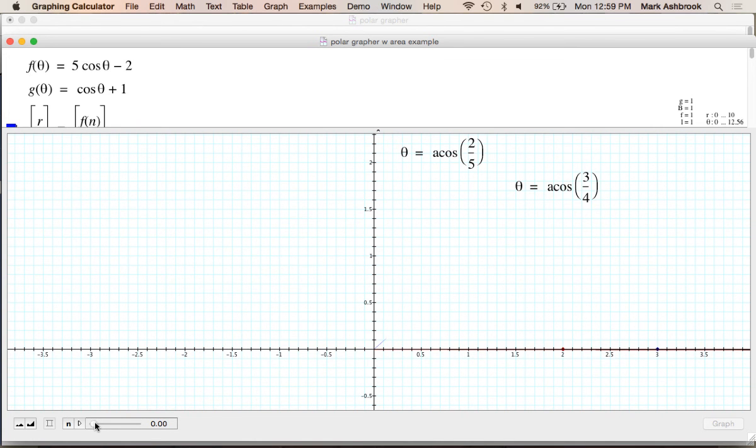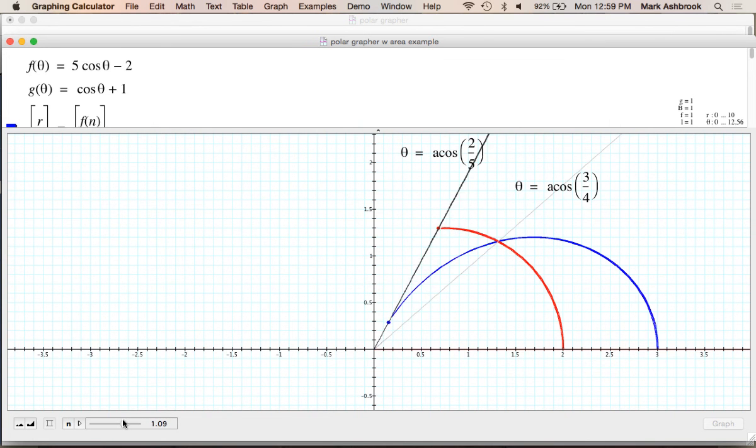I've got two curves now. I've got the original one, 5 cosine theta minus 2, and that's blue. And then cosine theta plus 1 is red. So here's the top half of the inner loop for the blue one, the one we've been working on, 5 cosine theta minus 2. And there's that angle where it goes through the pole, arc cosine of 2/5, right? But I'm also sweeping out another curve here, g of theta, cosine theta plus 1.